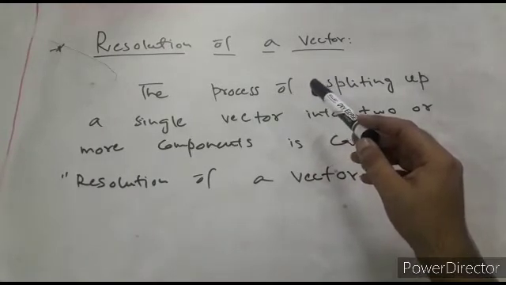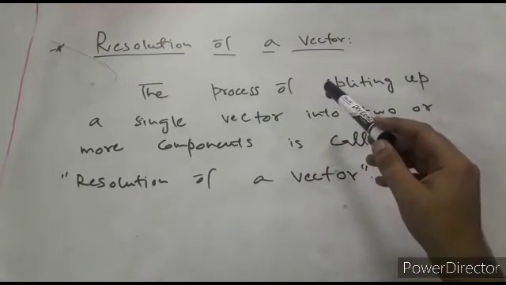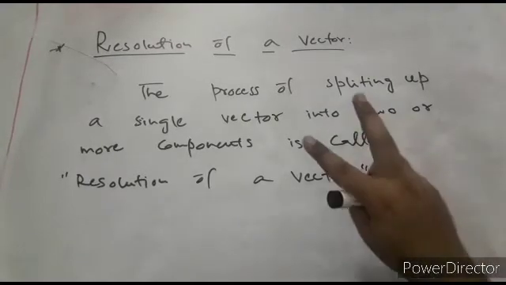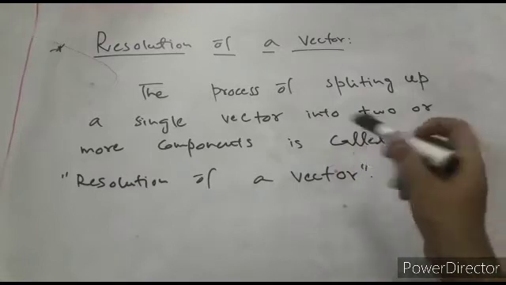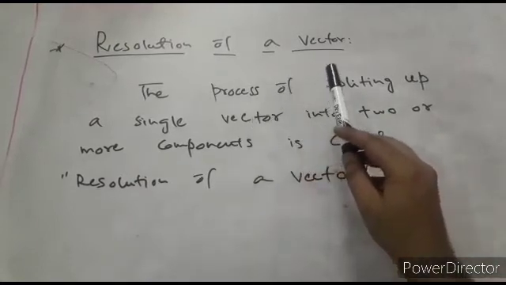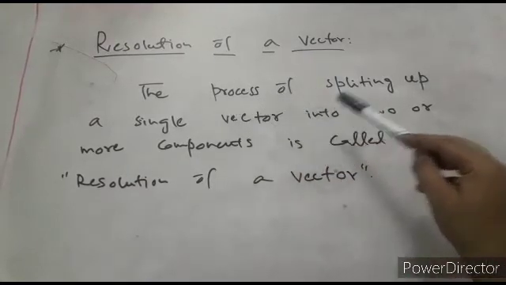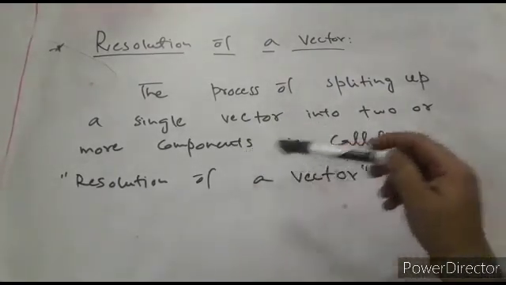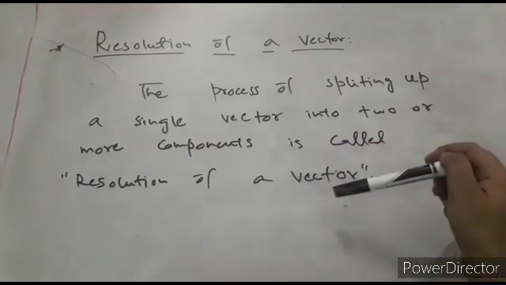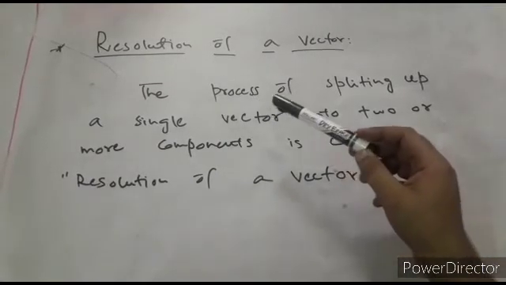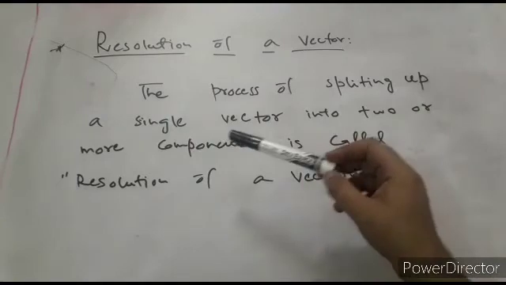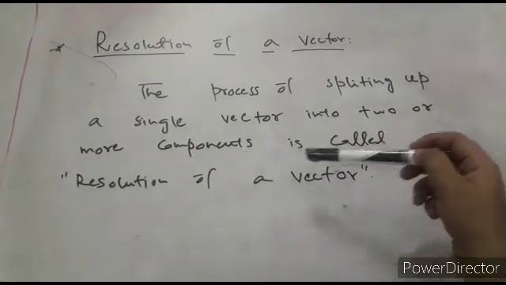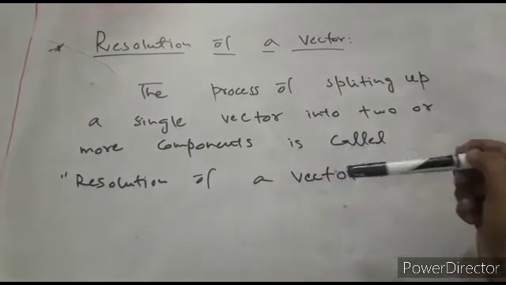We can resolve a vector into infinite components, but at this level we will resolve a vector into mainly two components, which we will discuss later. So what is the resolution of a vector? The process of splitting up a single vector into two or more smaller components is called resolution of a vector.